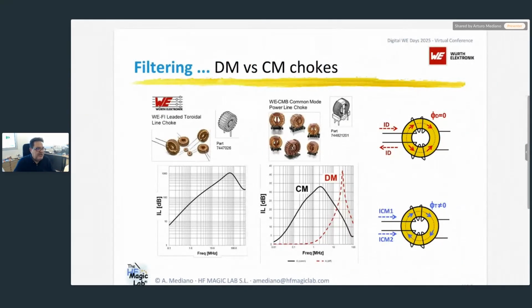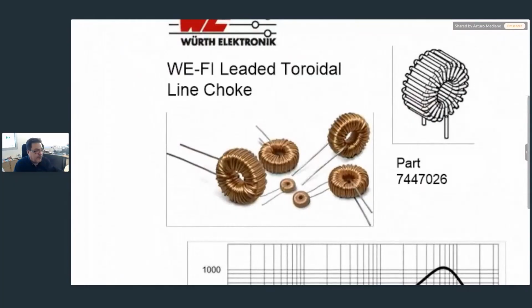Okay, so what is the difference between differential mode and common mode chokes? I will be using these pictures from Booth Electronics, not because we are interested in this kind of chokes, but it's interesting to see the way we build these components in the picture. They are for low frequency applications, for power supplies, for example, but it's very useful to explain the idea.